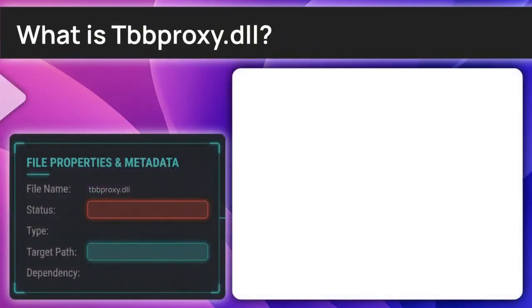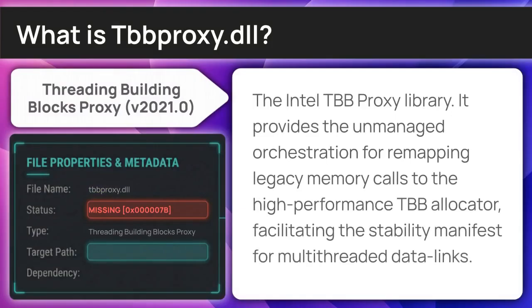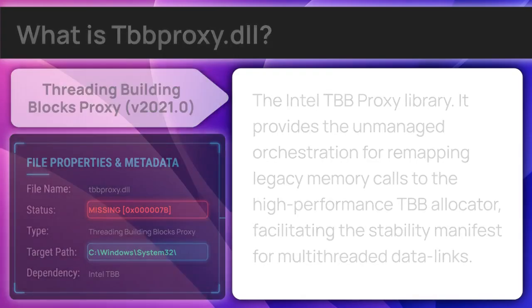This is the TBB Proxy, the Intel TBB Proxy library. It provides the unmanaged orchestration for remapping legacy memory calls to the high-performance TBB allocator, facilitating the stability manifest for multithreaded data links. Now let's apply the fix by reinstalling the shared system library.